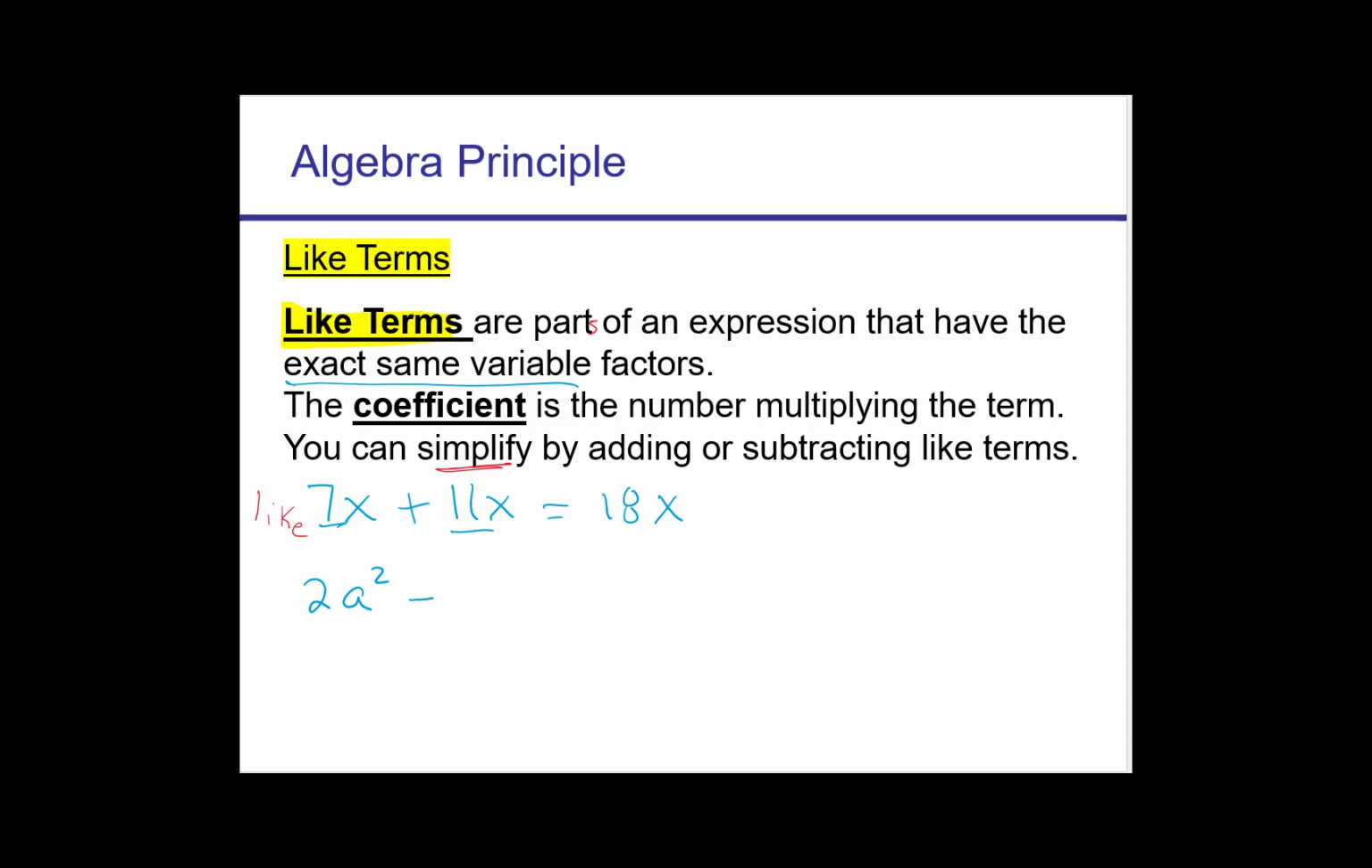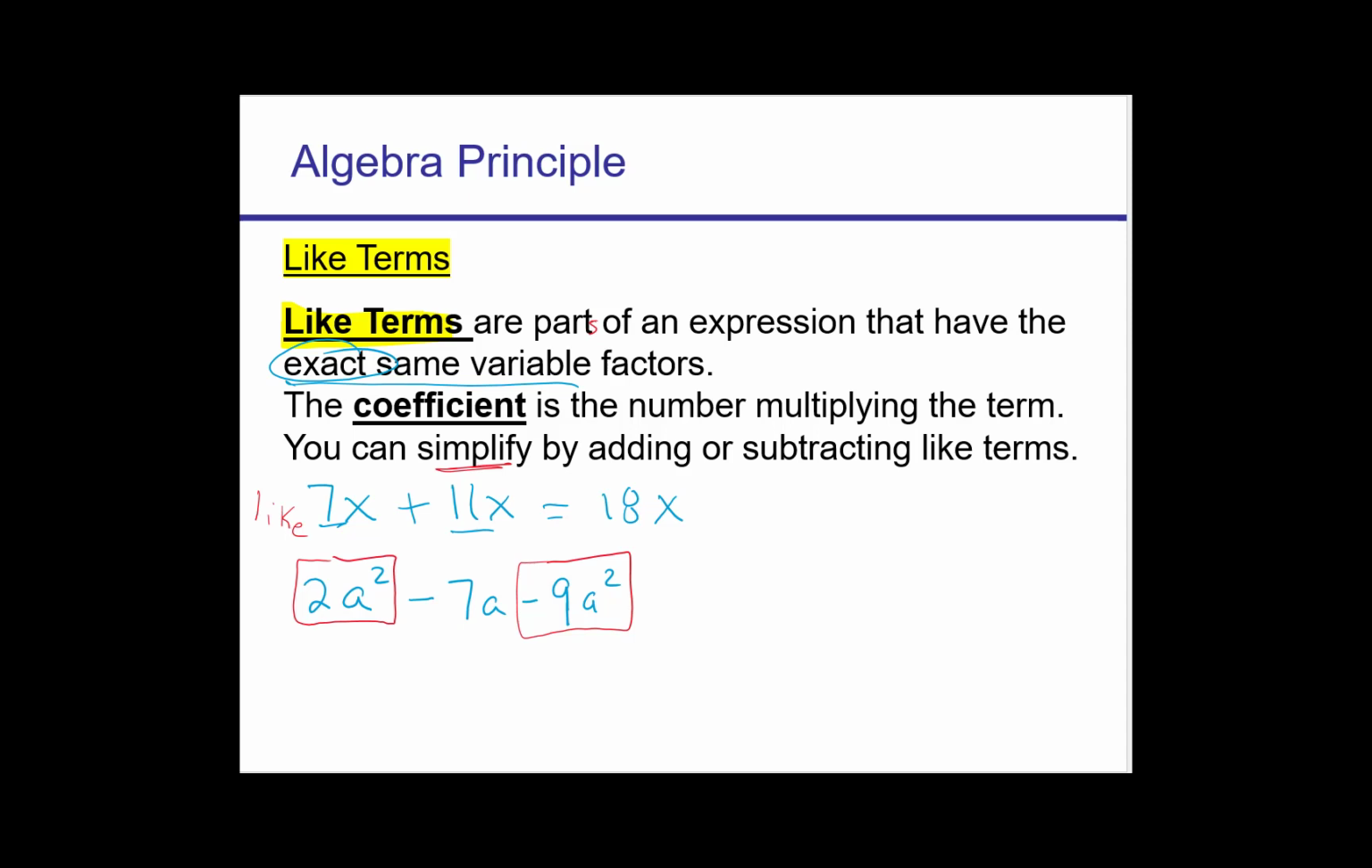2a squared minus 7a minus 9a squared. Okay, this is an expression with different terms in it. It has 3 terms, but 2 of them are like terms. Remember, they have to have the exact same variables. So 2a squared has 2 factors of a, and negative 9a squared has 2 factors of a. Those are like terms because they both have 2 a's.